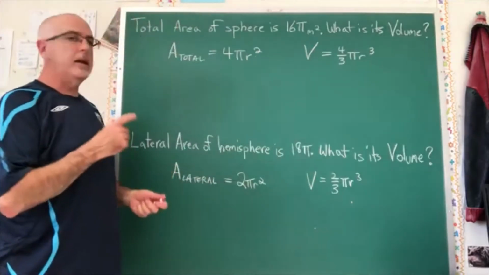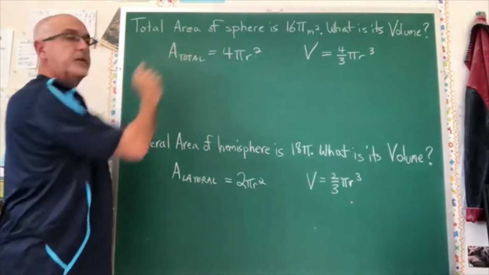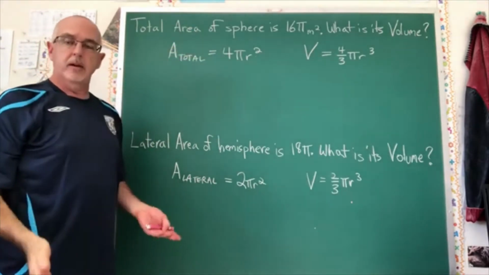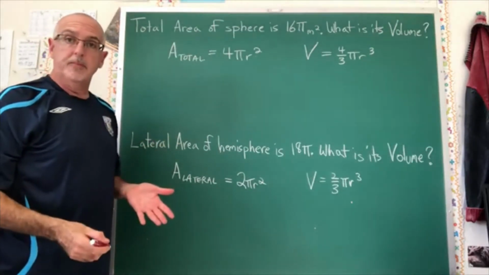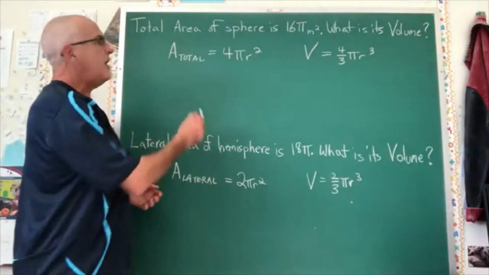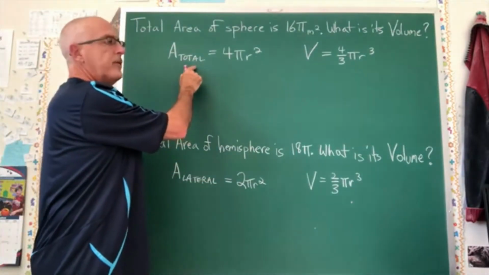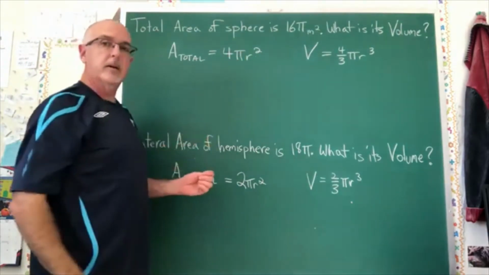One of the things that we need to look at is the difference between the total area of a sphere and the lateral area of a sphere. And that is to notice that there is no difference. The total area and lateral area mean the same thing when it's a sphere. So here is the total area formula, which is the same as the lateral area formula. It's 4 pi r squared.